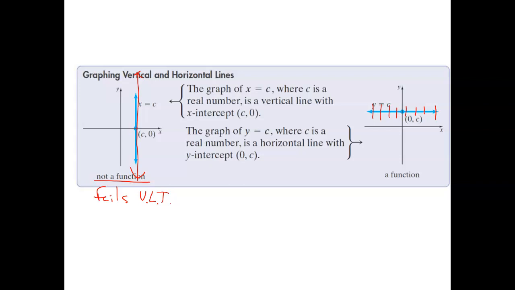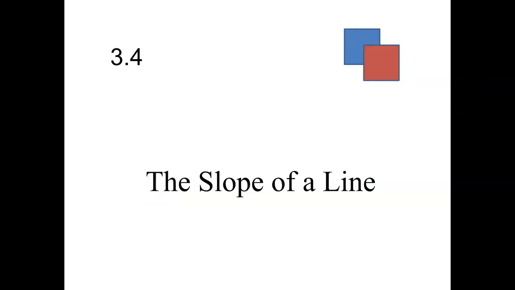They also pass the vertical line test. Vertical lines will not have a y-intercept unless it's on the y-axis, because it's never going to touch the y-axis. Horizontal lines will never have an x-intercept unless it's on the x-axis. So they're going to be missing some of those points. And that's it. Our next section will cover slope of a line, and we'll continue there.